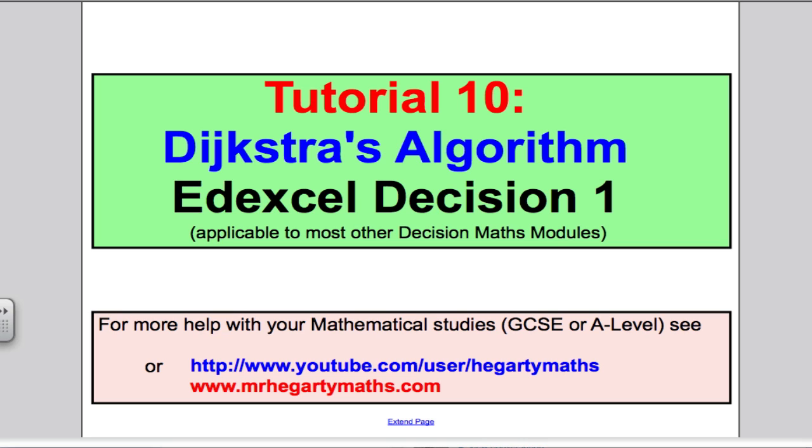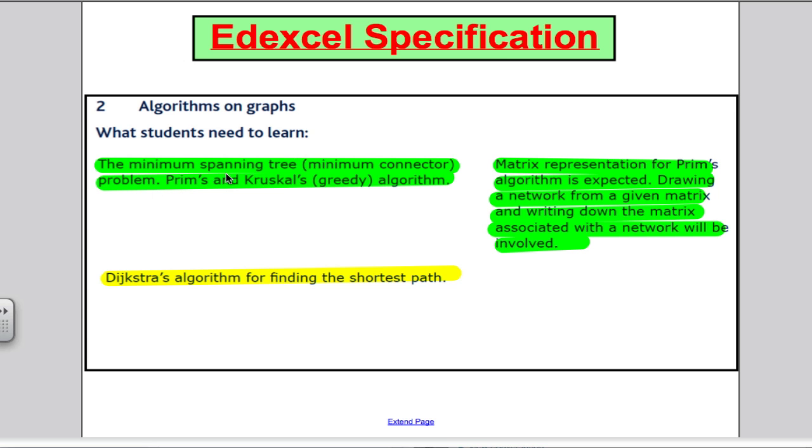Right, let's start by looking at what EDEXCEL says we need to know. Now, everything in green is what we've done in previous tutorials. In this tutorial, we're going to do Dijkstra's algorithm for finding the shortest path. Then we will have finished another sort of subsection of the EDEXCEL D1 course.